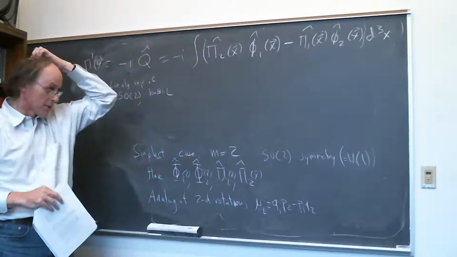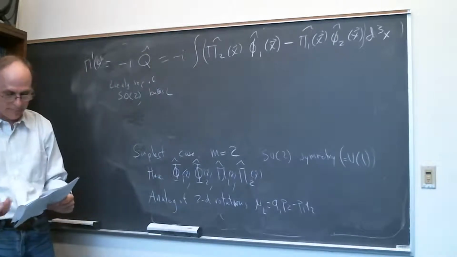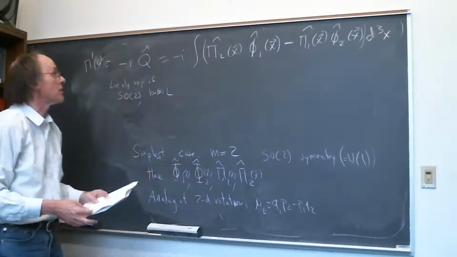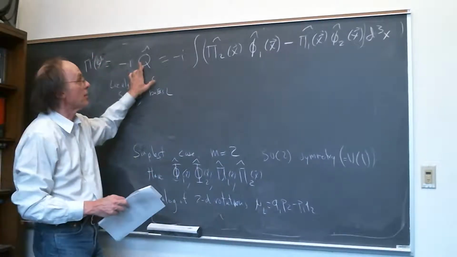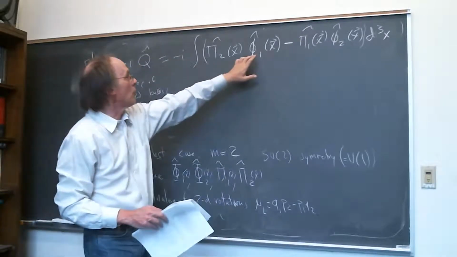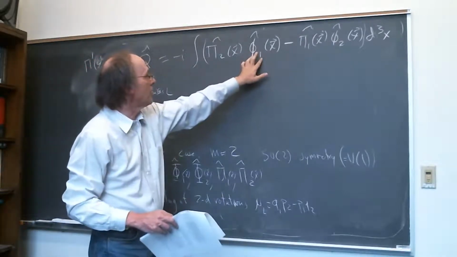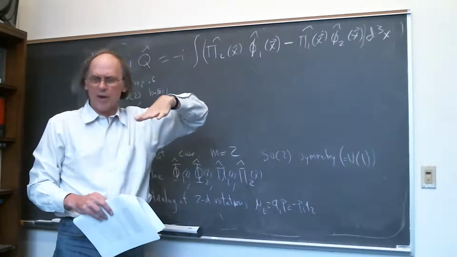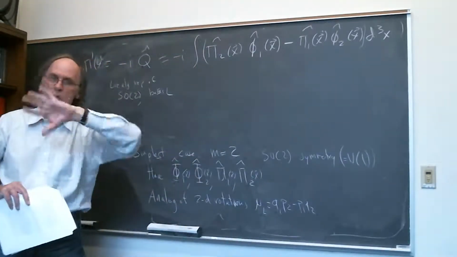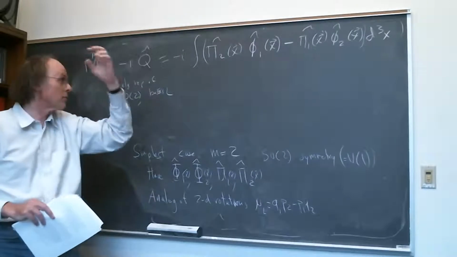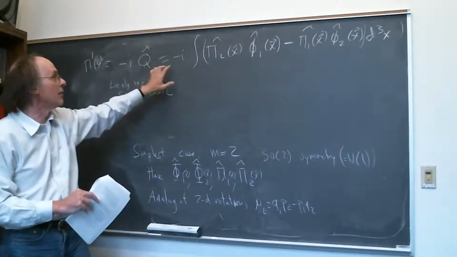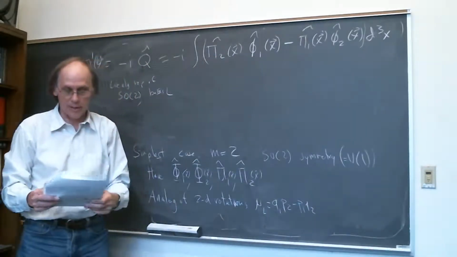So anyways, this is an operator, and you can figure out what its commutation relations are if you commute this guy with a phi 1. You're going to get plus or minus a phi 2. It's going to interchange phi 1 and phi 2. It's going to rotate you in the 1-2 plane. This is really an infinitesimal rotation in the 1-2 plane for how these guys are labeled.